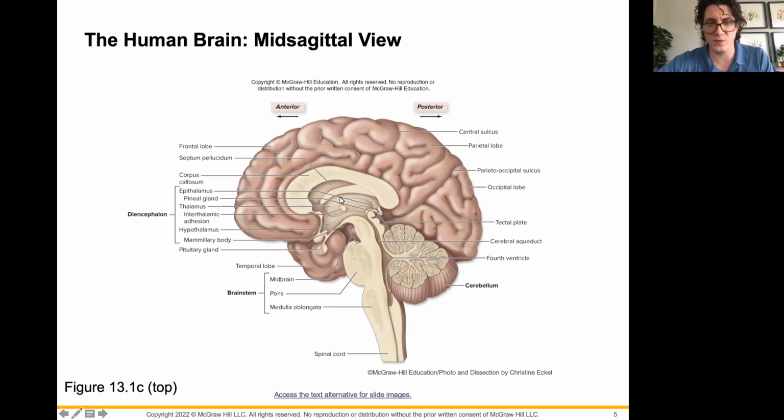Then finally, we have the two major highways in our diencephalon. That's this large structure here, which is our corpus callosum. And then we have the fornix, which is the structure right here. So this little finger right here is the fornix, and then this large structure right here is the corpus callosum. So that is our diencephalon.